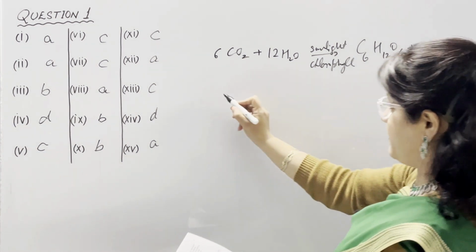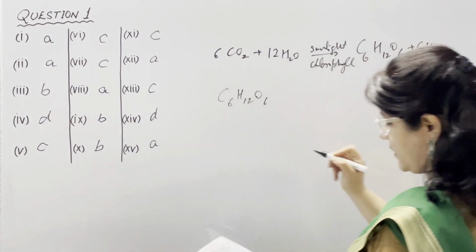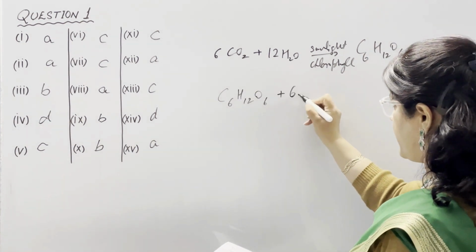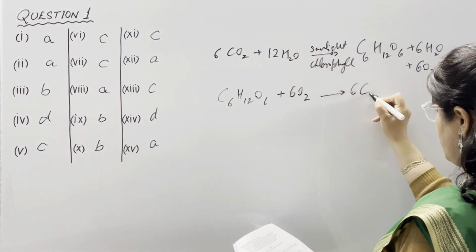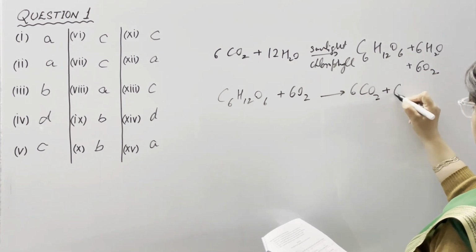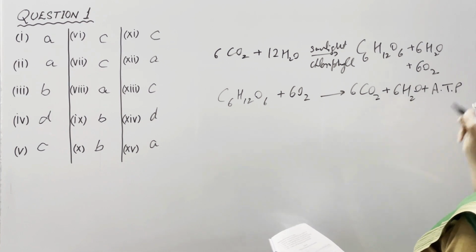In the case of respiration, the reverse will occur. C6H12O6, glucose, in the presence of oxygen gives us 6 molecules of carbon dioxide, 6 molecules of water and then energy in the form of ATP.